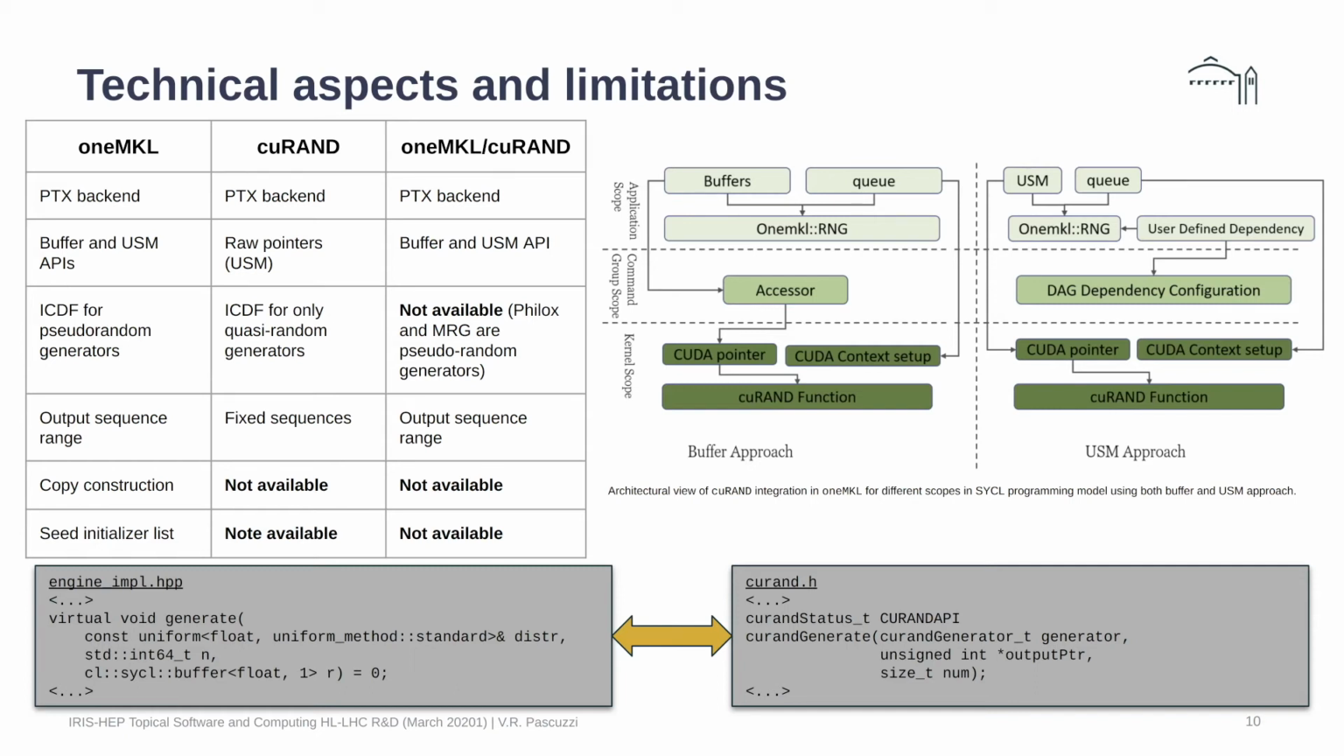oneMKL has inverse cumulative distribution function methods for pseudorandom generators. In cuRAND, we only have this for quasi-random generators. As a result, we could not, at this point, implement this in our new backend.